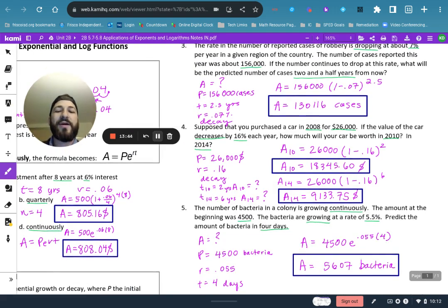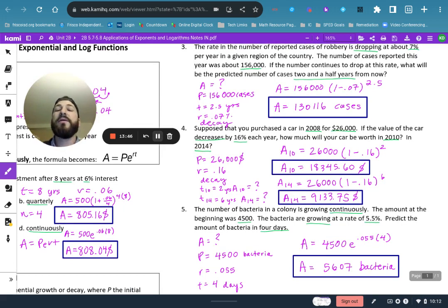All right, talking about each of these briefly. So number 3, we have the number of reported cases of robbery dropping at 7% per year in a given region of the country. The number of cases reported this year was about 156,000, and that number continues to drop at this rate. What will be the predicted number of cases 2.5 years from now? It is dropping, so we have exponential decay, so we're going to be subtracting that rate. 7%, of course, would become 0.07. Setting it up, we get 130,116 cases over 2.5 years. Of course, that's where we get the 2.5 for the time.